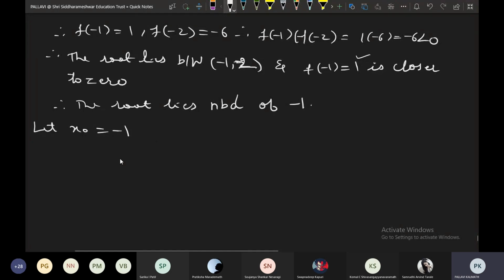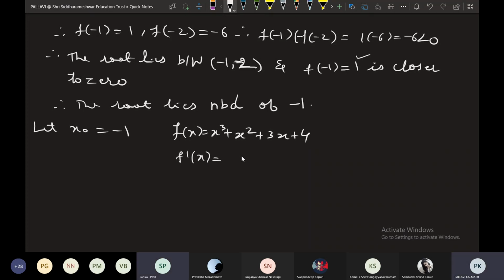Then with x0 I have given, what is your f of x? x cube plus x square plus 3x plus 4. Then I will give you the derivative. What is the derivative of the function? Derivative of x cube is 3x square, plus x square derivative is 2x, plus 3x derivative is 3. This f dash of x will remain fixed for any iteration you go.